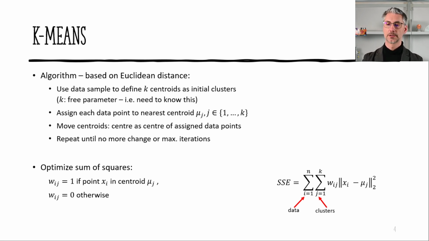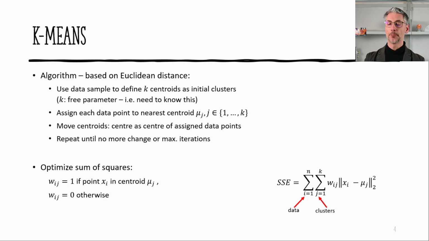The way this works is that we assign each data point to the nearest centroid of our clusters, and then we move those centroids about and assign data points to them again, and repeat until no more changes are observed after a number of iterations, or we just stop.